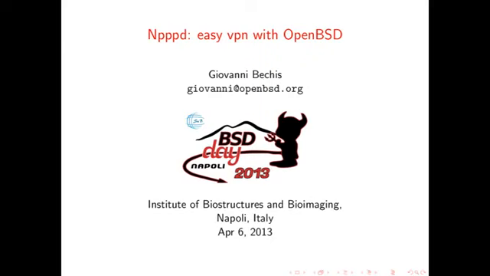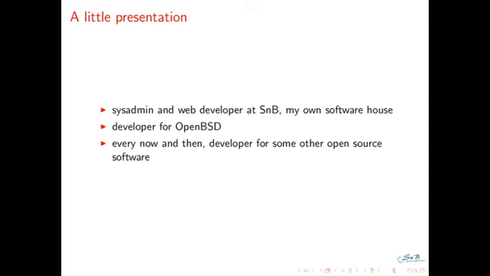Particular about npppd, which is a new VPN daemon in OpenBSD 5.3, which will be released next month. I work on OpenBSD mostly on ports, but I have my own fuzzy route, so I not only work on ports, but also on some usual daemons I use at work.